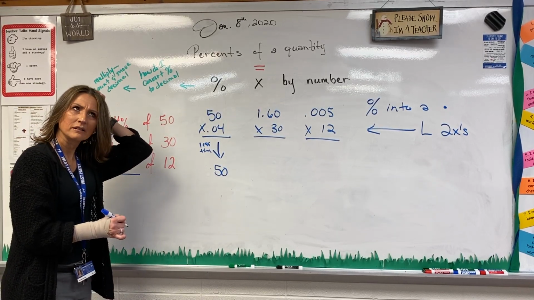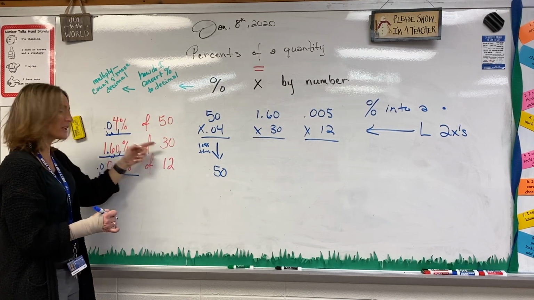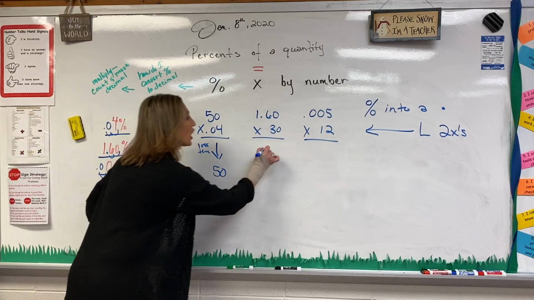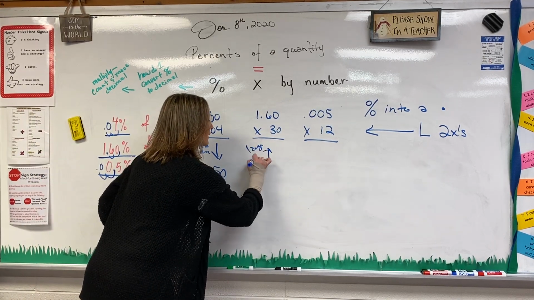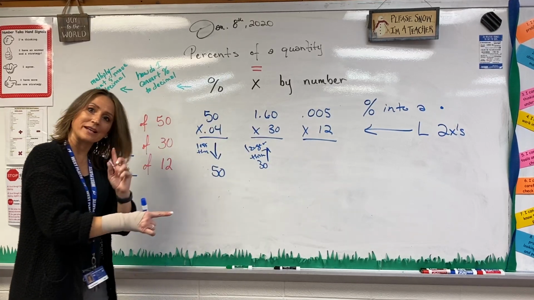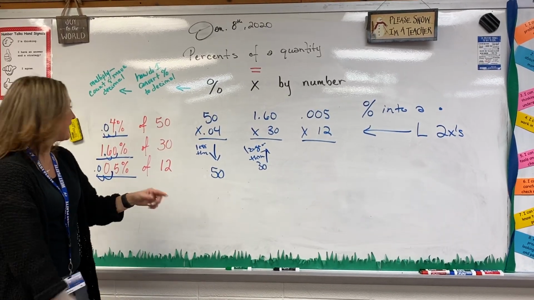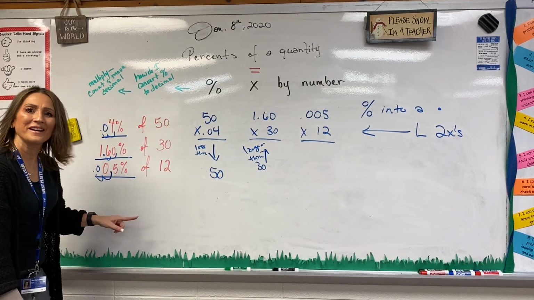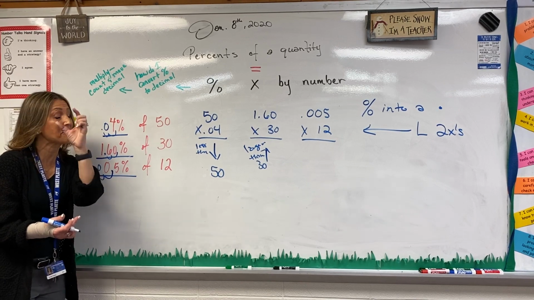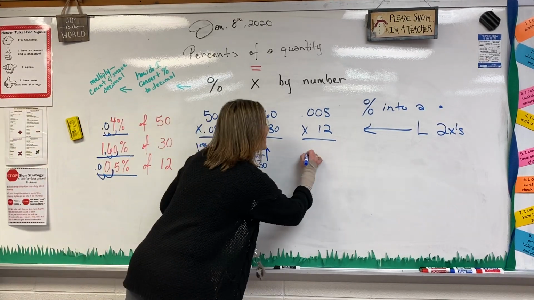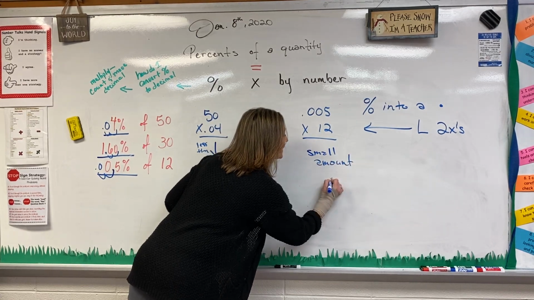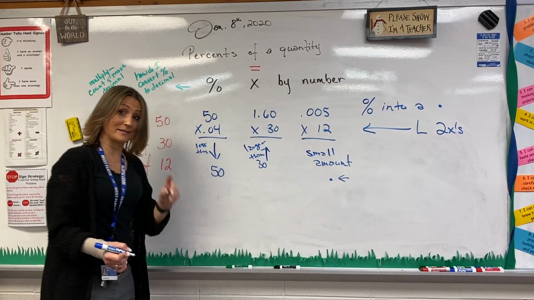160% of 30, wait a minute. If I have 160% of 30, doesn't that mean I already have 30? So this has to be larger than 30, because I already have 100% of it. So it's got to be more than 30. And this one, 0.5, it's not even 1%. So we know it's got to be a very, very small amount. In fact, it is so small an amount that it's probably going to have a decimal in it.